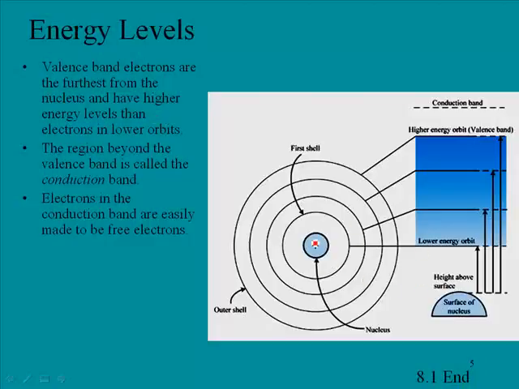this is the surface of the nucleus right here, and then we see the varying energy levels, and the closer to the nucleus, the lower the energy level, and it goes up until we get out again to the valence electron. The region beyond the valence band is called the conduction band. Now, this would be the highest level of energy while we're still in the atom, but if this electron here gains enough energy, it can actually go into what we would call the conduction band, and then it can become a free electron. Electrons in the conduction band are easily made to be free electrons.